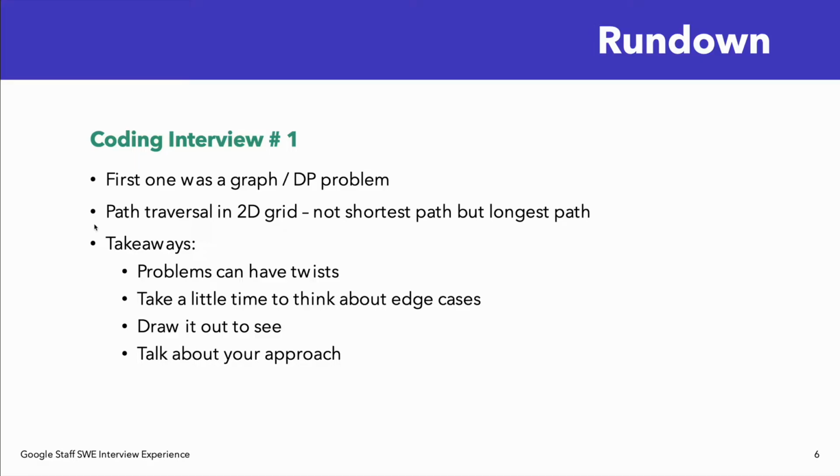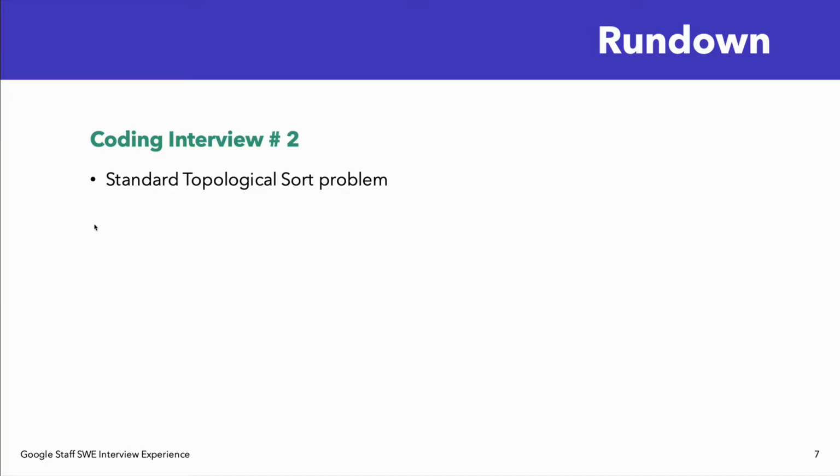So these are some of the takeaways I have from the first coding interview. The second coding interview was just a standard topological sort problem. You have to perform a set of tasks, tasks depend on other tasks, and you return an order in which you can perform these tasks. This was a more standard problem, but you might think that it could be too easy.